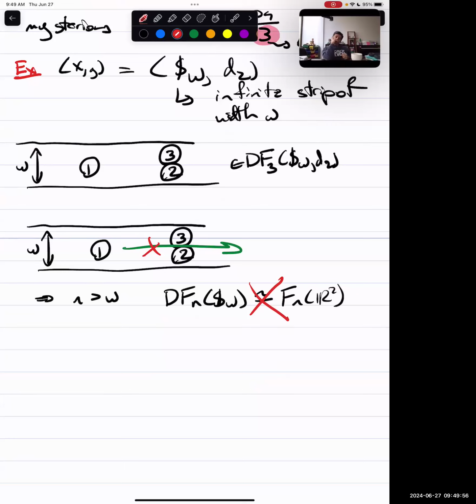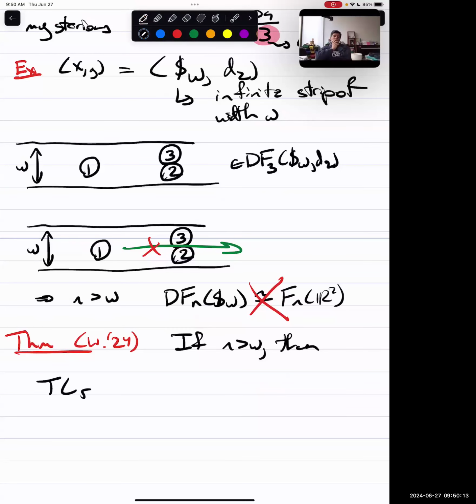So let's get to my main theorem, or result, for the day: if we've got this disk configuration space and n is bigger than w, then the rth sequential topological complexity of the ordered configuration space of n disks in the infinite strip of width w is going to be equal to r times n minus the ceiling of n over w.